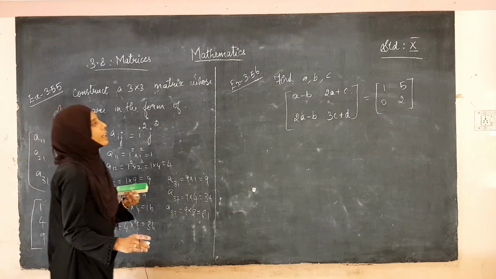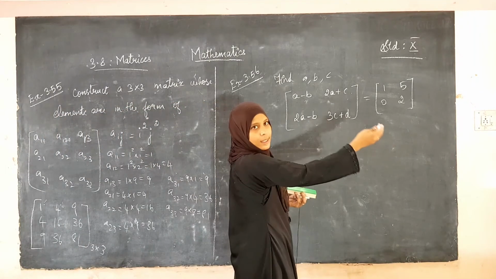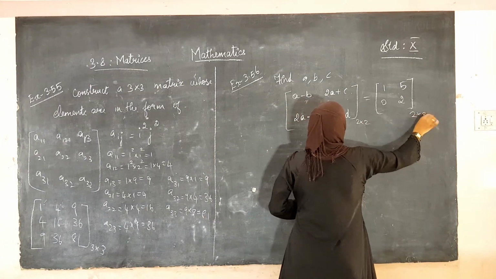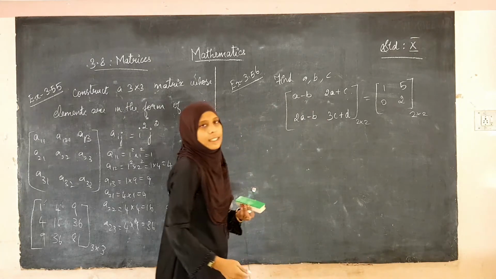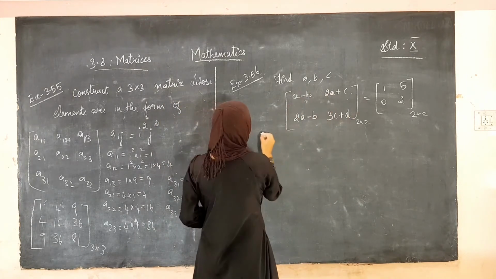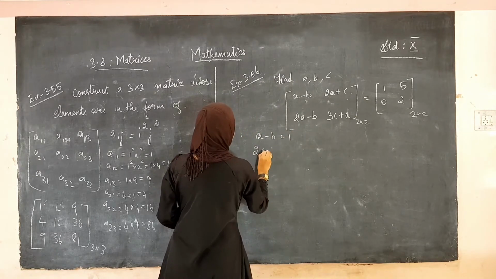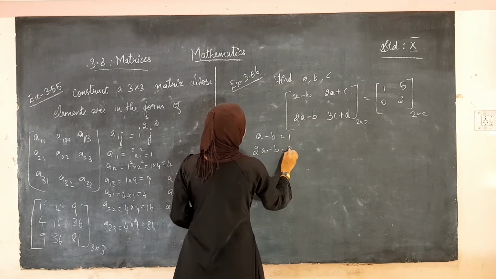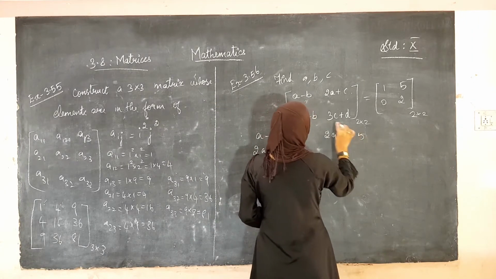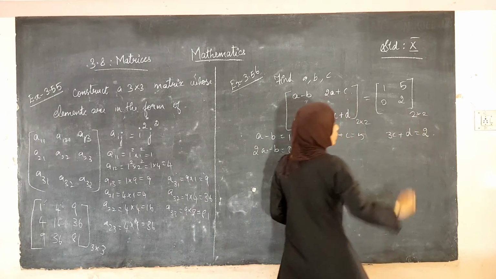Example number 3.56. Find A, B, C, and D; they have given the equal matrices. This is also in the form of order 2 cross 2. This is also 2 cross 2. Now we are going to find the values of A, B, C. So we can equate the elements. See here, A minus B is equal to 1, and from this, 2A minus B is equal to 0, and see here, 2A plus C is equal to 5, and this one, 3C plus D is equal to 2.